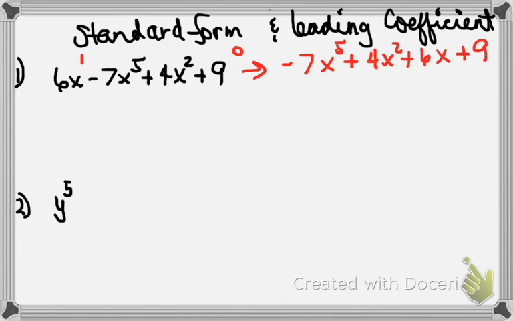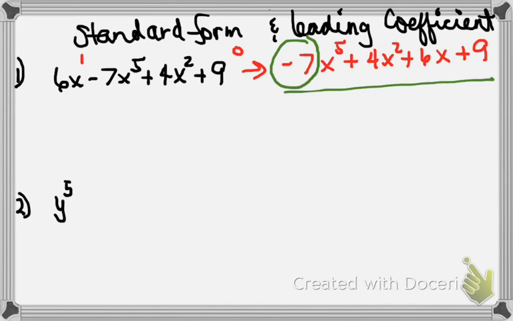Now the leading, which means like if you're in a race, you're in front. Coefficient means number. Okay, so coefficient means just a number. And leading means the number in front. So basically we're looking for the number that's in front when you put it in standard form, and that's right there. So this is the standard form, but the leading coefficient is negative 7.